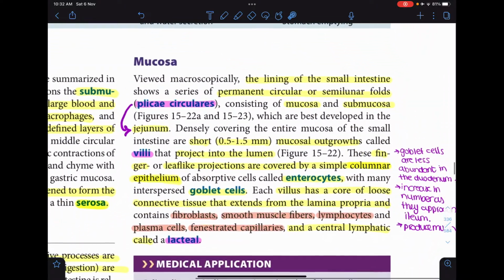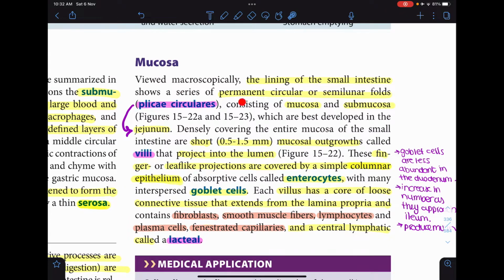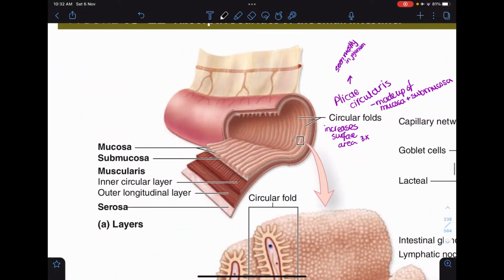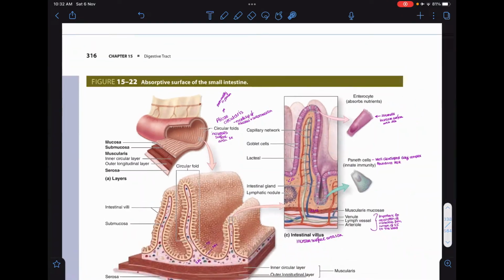So the mucosa, once it's viewed macroscopically, you can see a structure called plicae circularis or circular folds. هذول plicae circularis are permanent circular or semilunar folds, يعني they're either circular or semilunar. And they circulate the small intestine, as you can see here. Okay, they are made up of mucosa and submucosa. They are mostly seen in the jejunum and they increase the surface area about 3-fold.